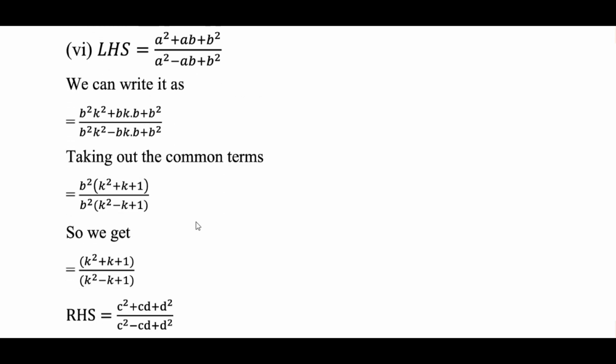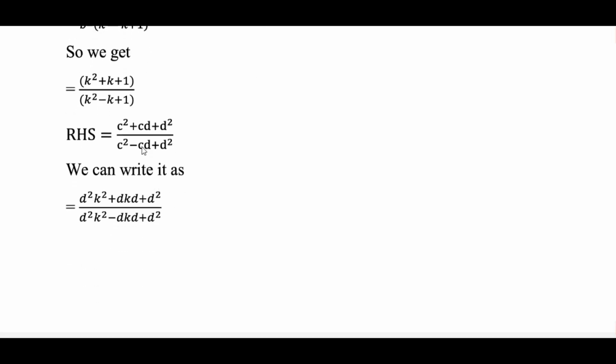Come to the problem number 6. In the left hand side, as it is given over there, a square plus ab plus b square divided by a square minus ab plus b square. Put the values of a, and in the denominator part also put the values of a. After that, taking out the common terms, you will get k square plus k plus 1, and in the denominator part k square minus k plus 1.